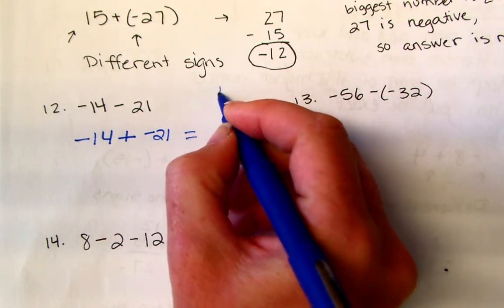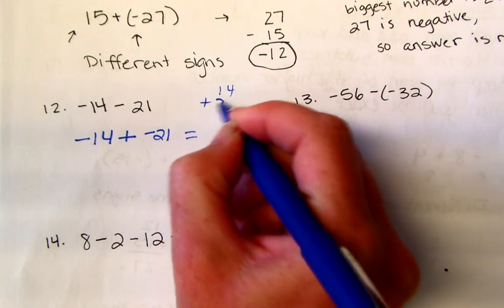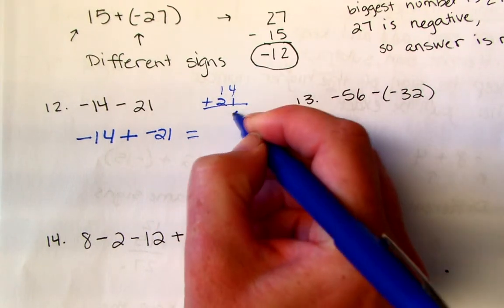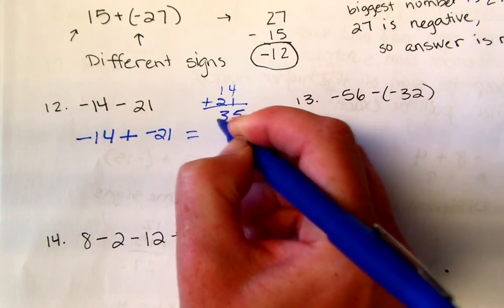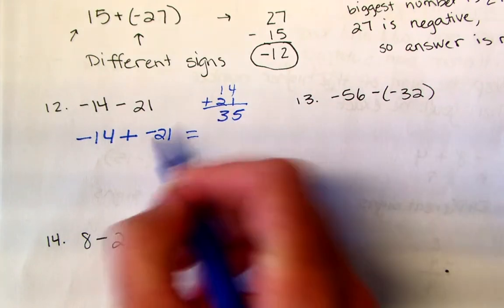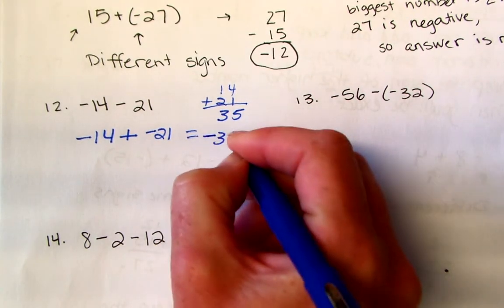Again, if you didn't want to do that with mental math and you were afraid of making a mistake, you could go ahead and write that down. But again, it's going to be negative 35.